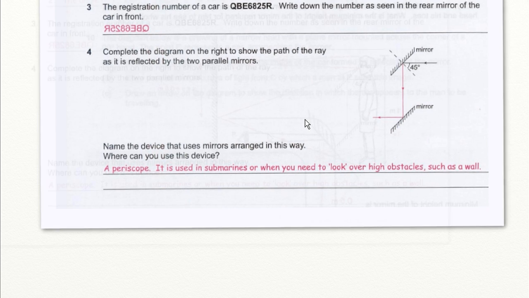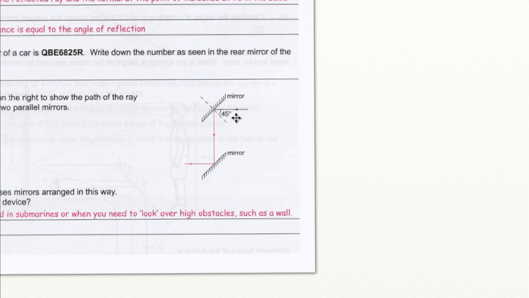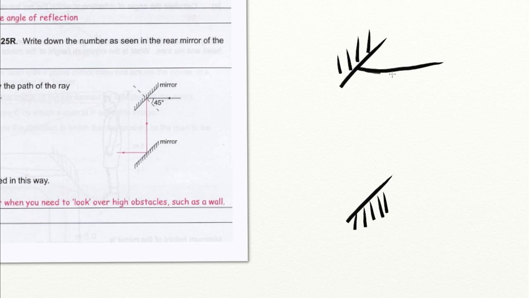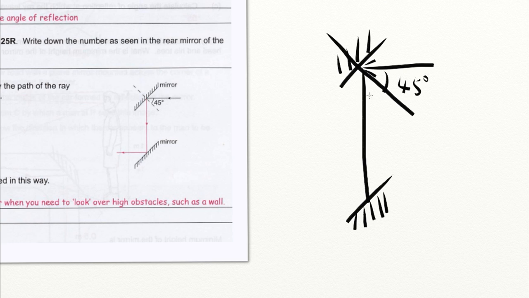Okay, so over here, the important thing is to note the angle of incidence, and from the angle of incidence you know the angle of reflection. Okay, so over here, this is the answer, and the two parallel mirrors are this way. So as the light ray hits the mirror, it is actually 45° to the mirror. So the angle of reflection is also 45°.